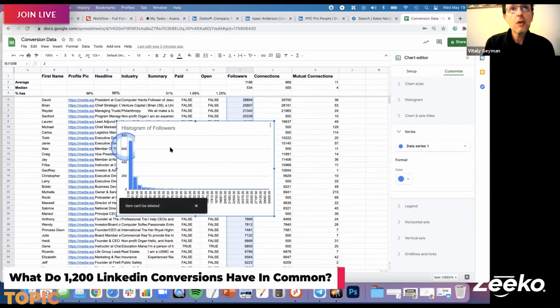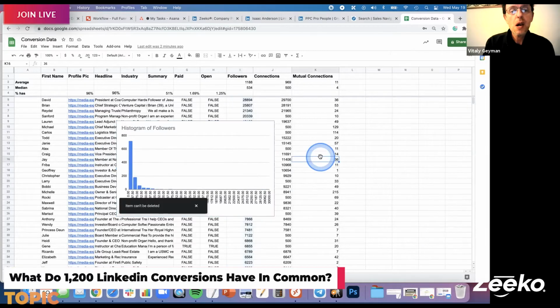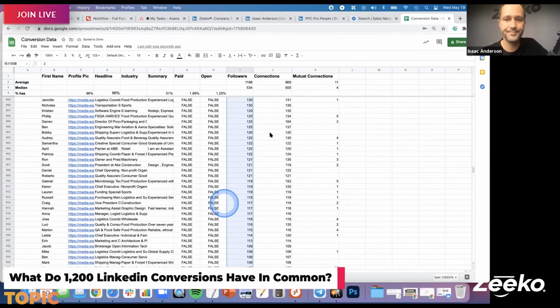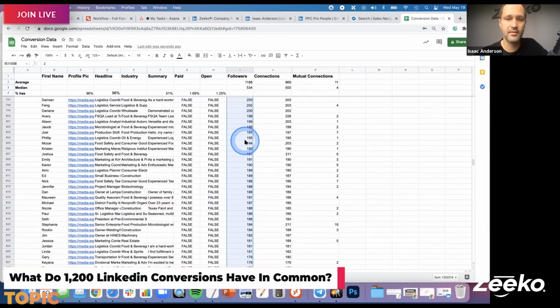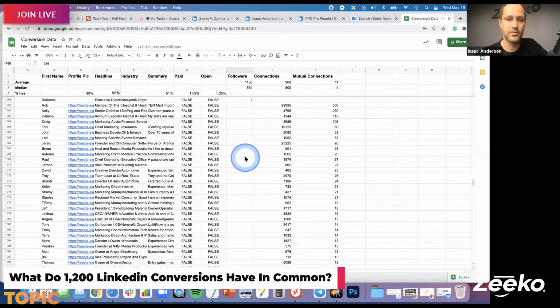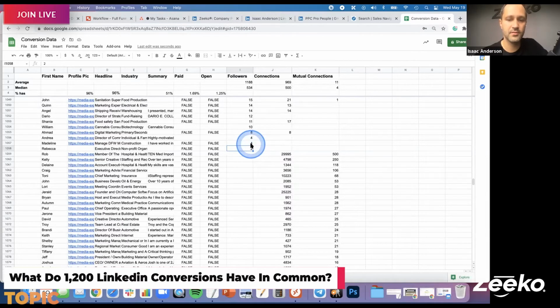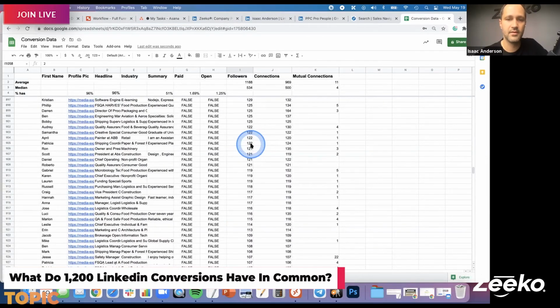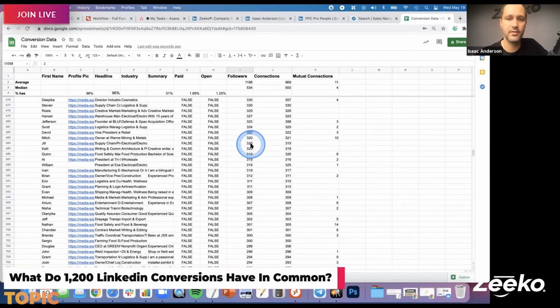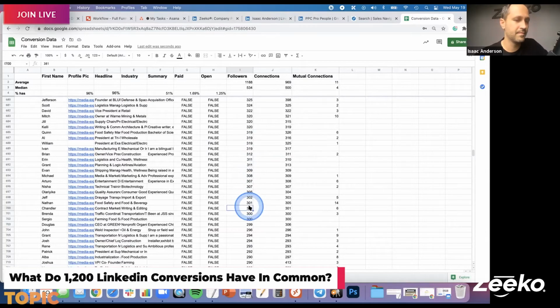Let me just delete this chart here. Let's see here. So 100 to 200. So we're starting at 1,000 rows. Let's see here. How many people have less than 300? So most people actually have less. Oh, so 30% have 300 or less.